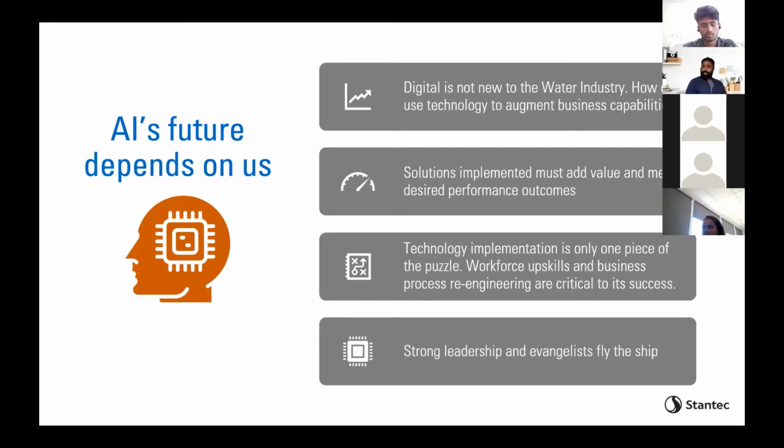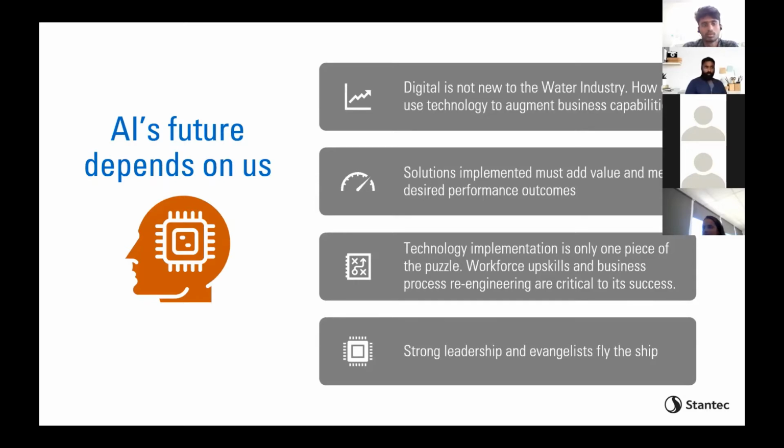And then, as I mentioned, it's not just one piece of the puzzle. Workforce aspects and business processes, and how they are all managed internally and put together, are another big factor that's influencing the success of any technology implementation, including AI. Last but not the least, again, is strong leadership and having those change agents who are strong evangelists who can spearhead these initiatives at different levels of the organization, who can steer this ship forward.